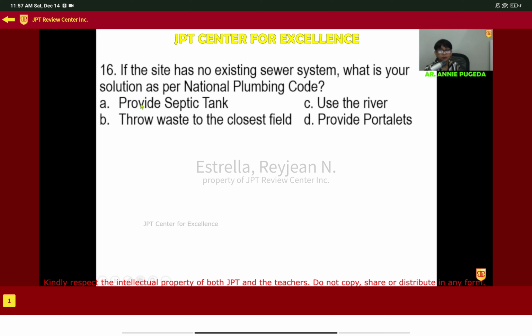If the site has no existing sewer system, what is our solution as per the National Plumbing Code? Place a septic tank. With a septic tank, there's no main sewer; from there, the leaching goes into the ground, and you have your own, which is now known as a private sewage disposal system.